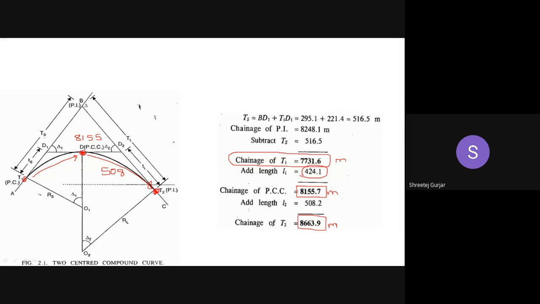Okay, so I hope you have understood. If you have not understood any step, let me know. This is a very easy numerical compared to the next numericals which we are going to solve. Is it clear? Have you understood all these steps of calculating the chainages of point T1, point T2, and also the point of common curvature?